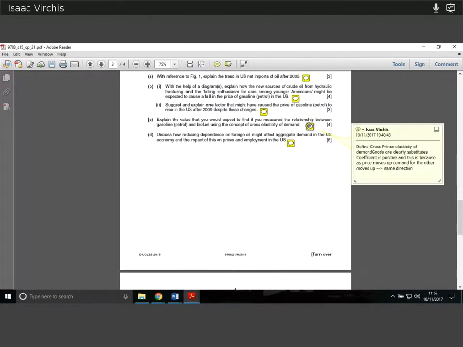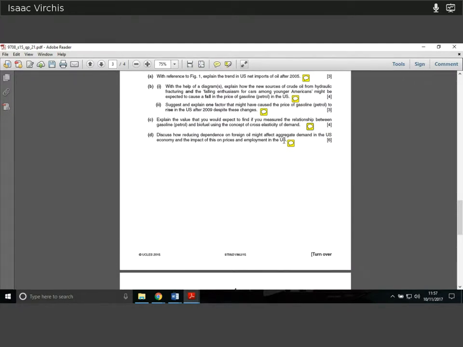So to answer this question properly, we'd want to define cross-price elasticity of demand. What does that actually show? Well, it shows the proportional change in quantity demanded for one good in response to the proportional change in price for another good. And here the goods are clearly substitutes. You want to explain what that means, that you would use either one or the other; they can be used interchangeably. And we'd say the coefficient or value you'd expect to find would be positive, because as the price of one moves up, demand for the other moves up too, they move in the same direction, therefore a positive value.